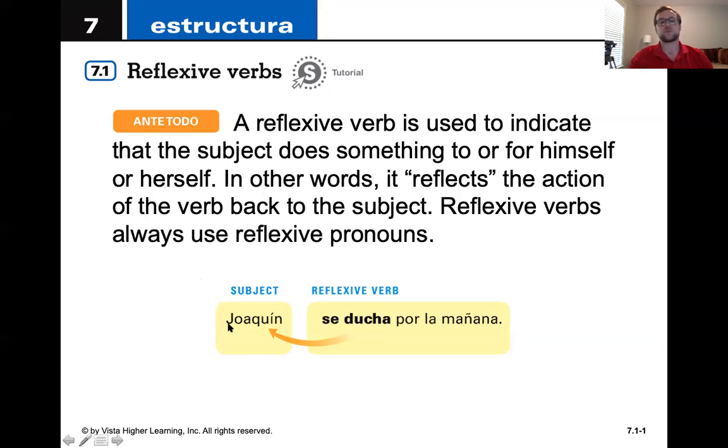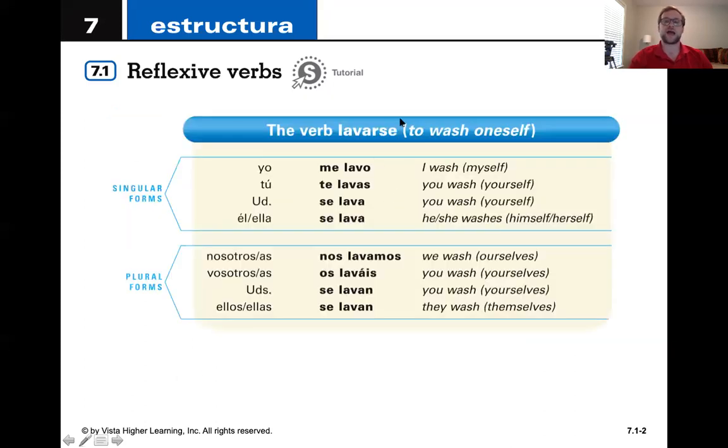Okay, so we can say Joaquín se ducha por la mañana. That's our reflexive verb. Now, our reflexive verbs are often identified by having this se on the end. That se on the end is going to let you know that we're talking about a reflexive verb. And if you see a verb like lavarse, it means to wash oneself, right? Or cepillarse, to brush oneself, or ducharse, to shower oneself, okay? Or despertarse, to wake oneself up, okay?